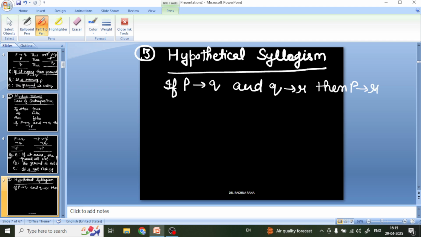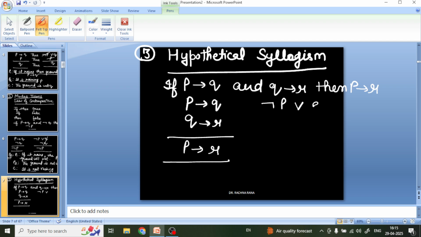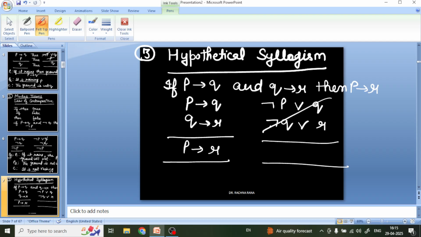If two conditional statements are true, where the consequent of the first is the antecedent of the second, then a third conditional statement combining the antecedent of the first and the consequent of the second is also true. P implies Q, Q implies R, the result will be P implies R. How? Not P or Q, not Q or R, the result will be not P or R, and you can say P implies R.